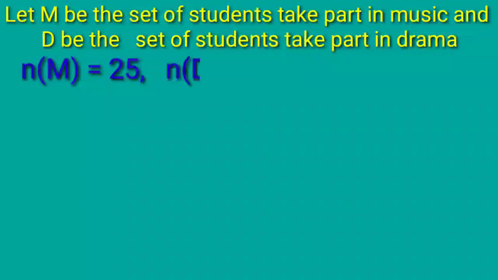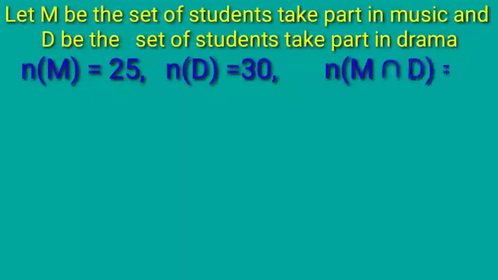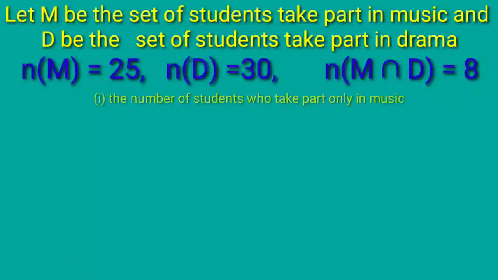First, let us assume the students who take part in music as M and the students who take part in drama as D. So n(M) is equal to 25, n(D) is equal to 30, and n(M intersection D) is equal to 8. These are the three given values.